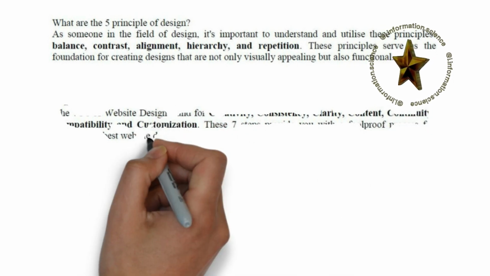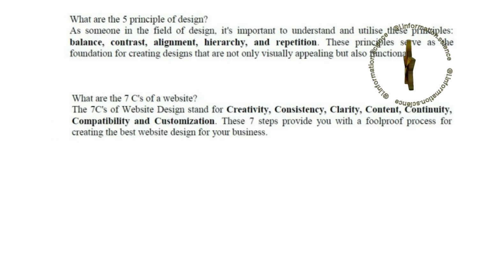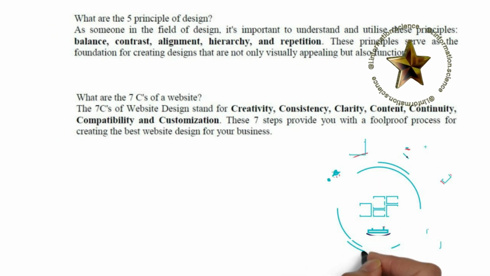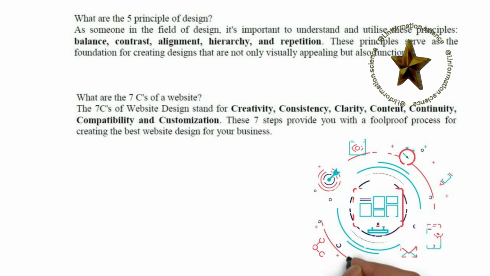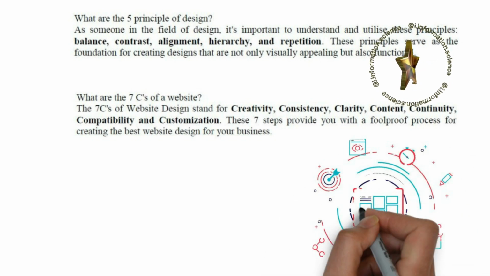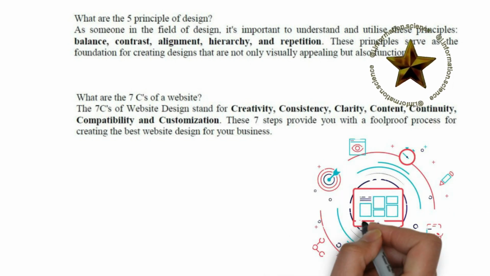What are the 7 C's of a website? The 7 C's of website design stand for creativity, consistency, clarity, content, continuity, compatibility, and customization. These 7 steps provide you with a foolproof process for creating the best website design for your business.